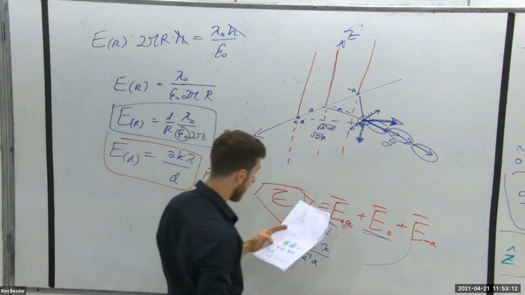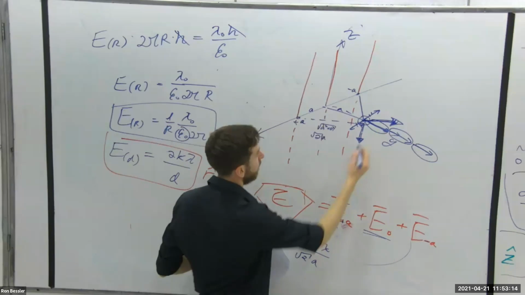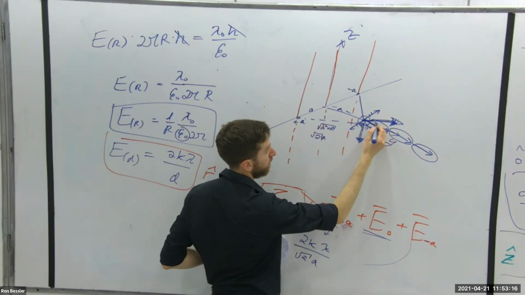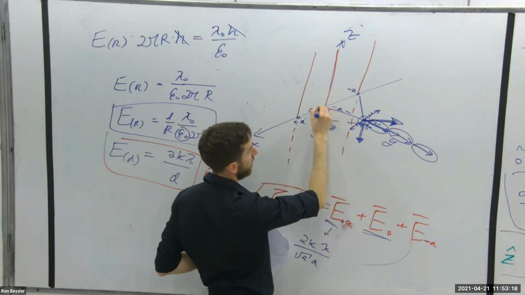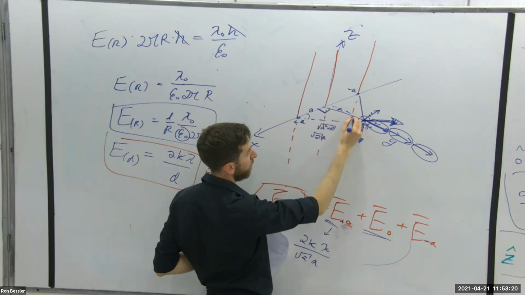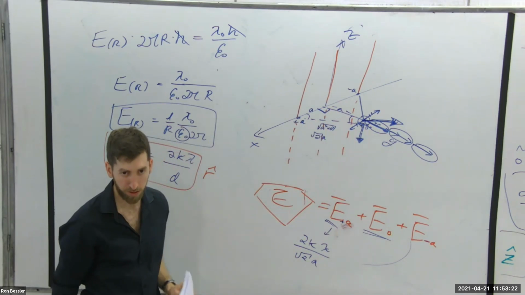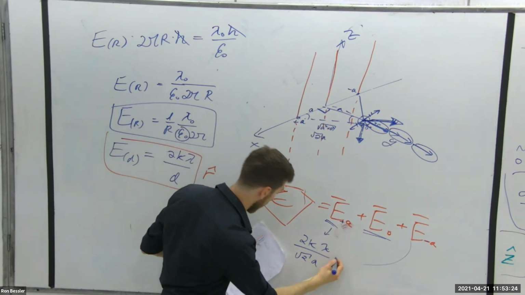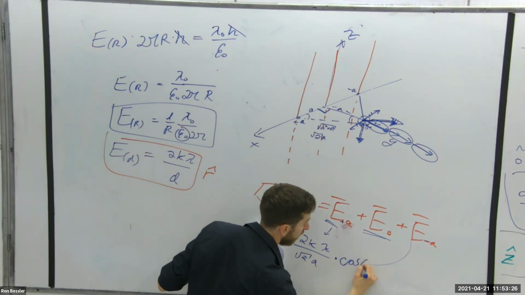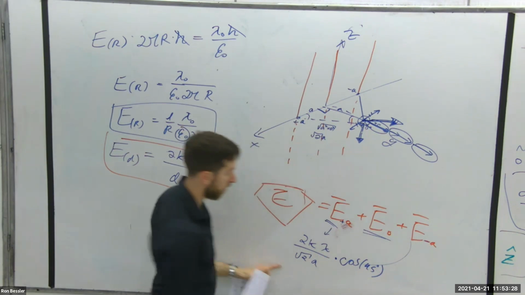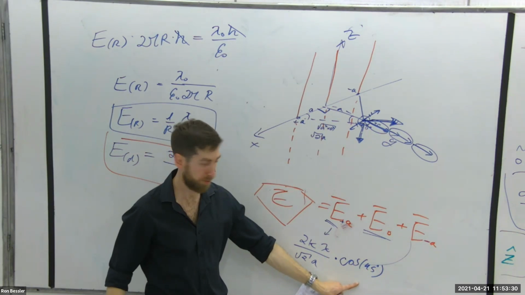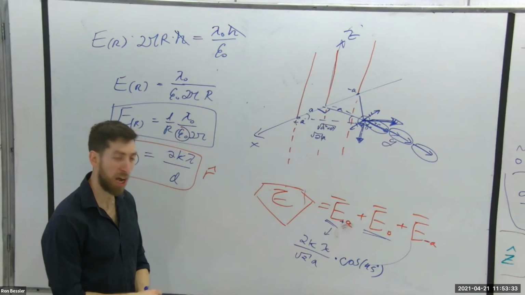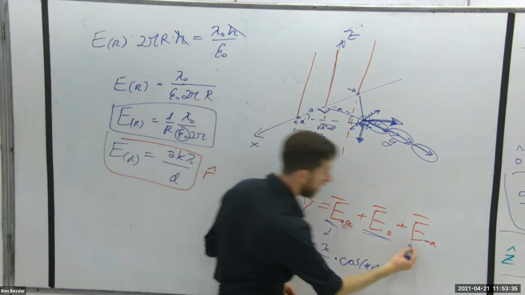So if this is 45 degrees, agreed? Why? Because this is 90 degrees, this is A, 45, 45. So we need to put a correction of cosine 45 degrees. Agreed? Okay? And now I want to ask Nomi a question. What is this value?